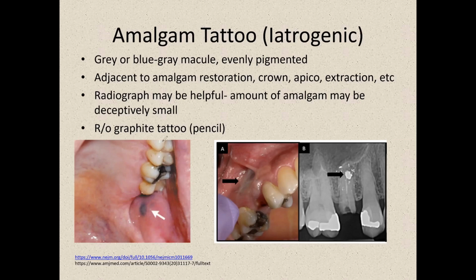You have to rule out graphite tattoos. I had a patient once that was walking around with a pencil in their mouth. They had the writing end in their mouth. They got hit and the graphite, the pencil, got lodged into their palate. So they had a nice blue-gray spot from a pencil in the middle of their palate, away from where an amalgam tattoo would be expected to happen. But they knew the history. They knew that they stabbed themselves with a pencil, and we were able to pick it up on radiograph.